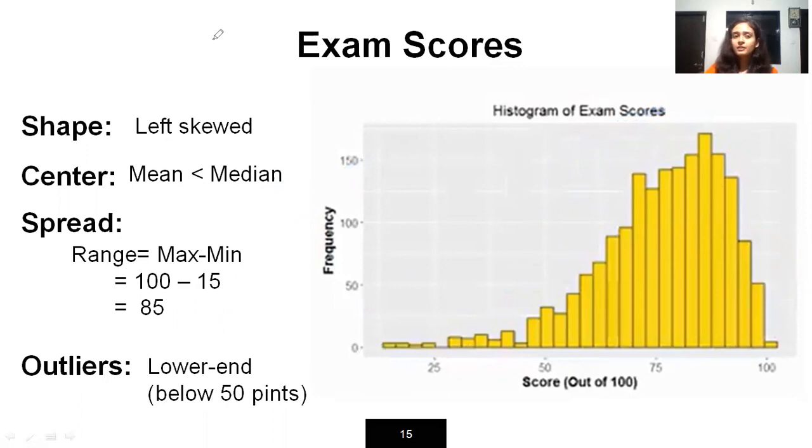Now we will see what this graph is telling. This graph is showing the exam scores of different students. On the x-axis I have the score, on the y-axis I have the frequency. Over here you can see your mode. Suppose this line shows the score of 85. There are maximum students getting a score of 85. Other students are getting scores in the range of, suppose this is 70. So maximum students are getting scores around 70 to 90.